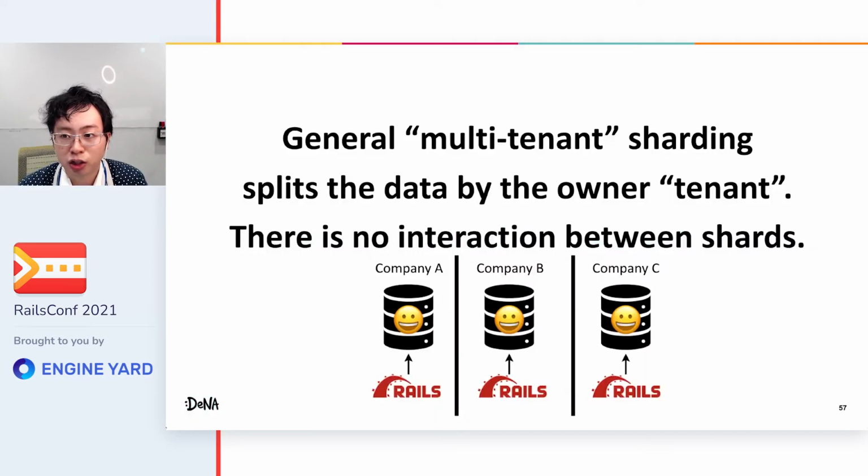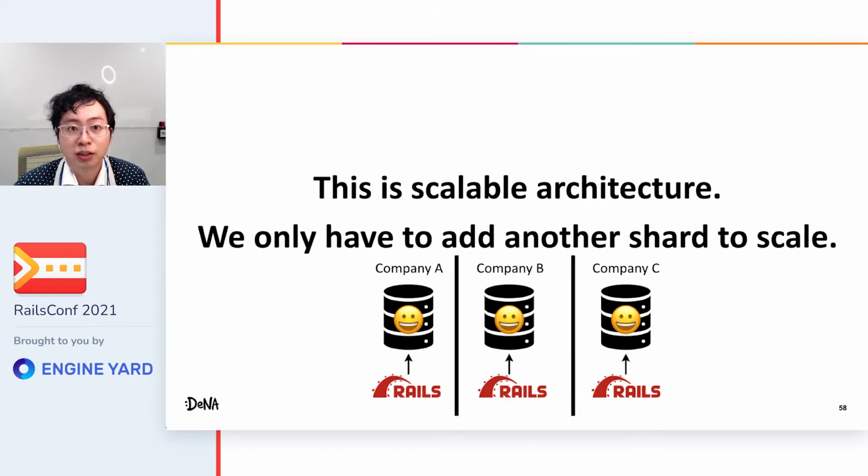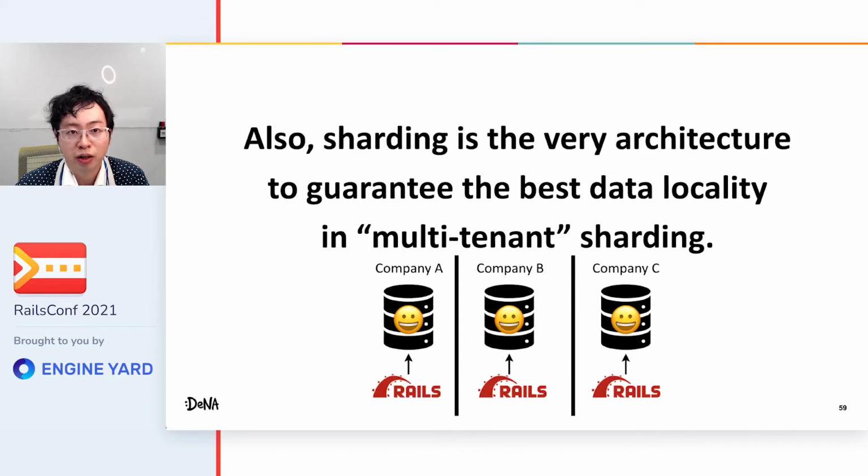General multi-tenant sharding splits the data by the owner tenant. There is no interaction between shards. This is the scalable architecture. We only have to add another shard to scale. Also, sharding is the valid architecture to guarantee the best data locality in multi-tenant sharding.